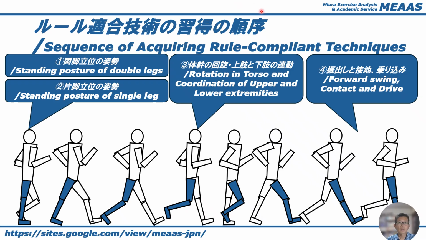Okay, until this movie, I completed the sequence of acquisition of racewalking techniques. In movie number 9, I talked about the starting posture of double leg and single leg. Next, in movie number 10, I talked about the rotation in torso and coordination of upper and lower extremities. And in this movie, number 11, I talked about the forward swing and contact and drive.